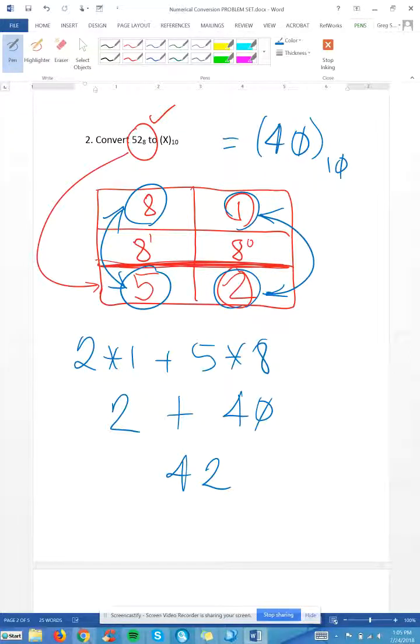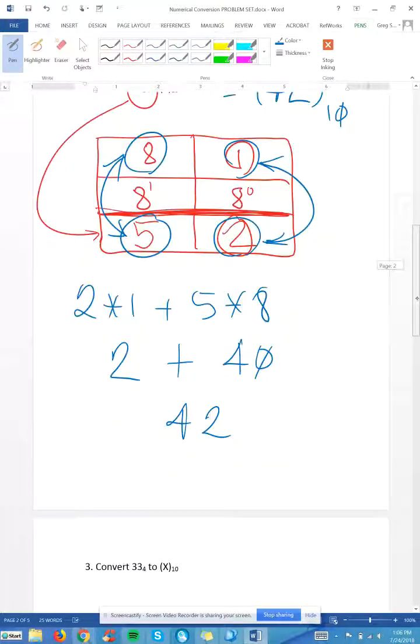I'm sorry, not 40. You're probably sitting there saying, what the heck did he do? It's actually 4, 2, base 10. Okay, that's our conversion. Let's move on to the next problem.